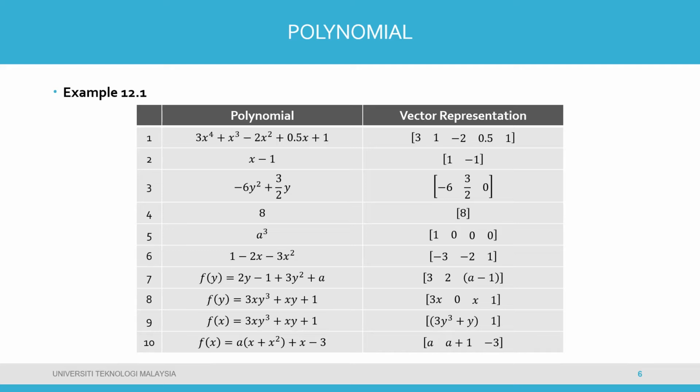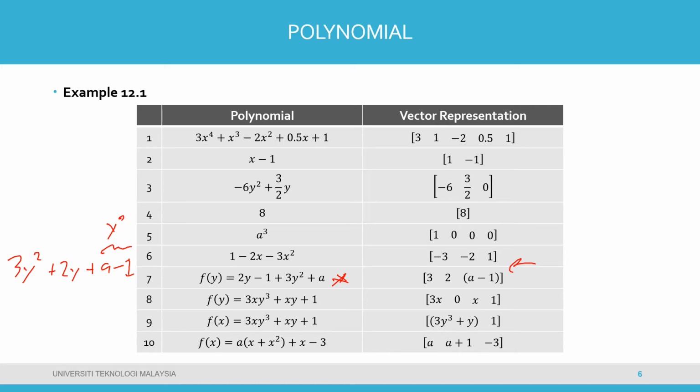Okay, we move on to this example number 7. So first thing you have to do is rearrange this. You have to look which is the highest. So 3y squared plus 2y, plus a minus 1. So both of these have the same level, which is y power of 0. So that's why you write something like this.